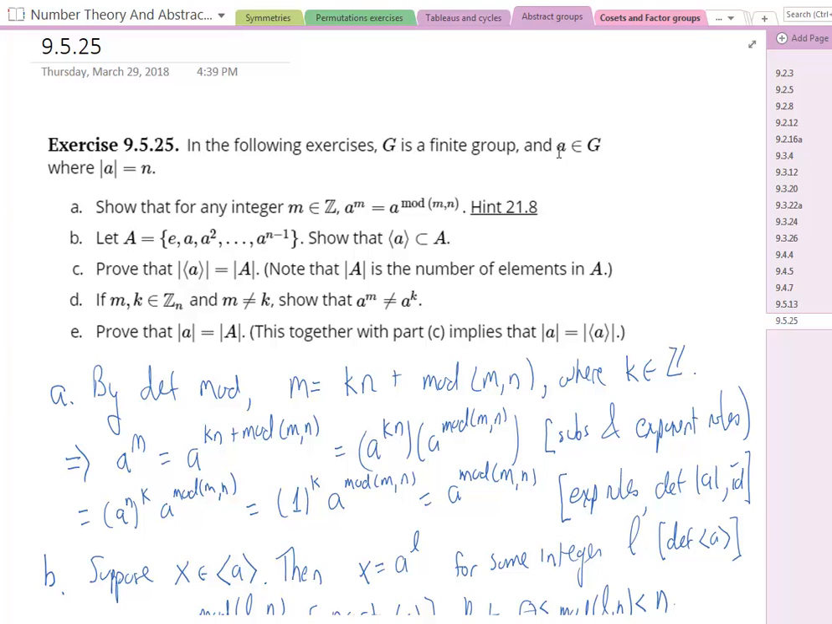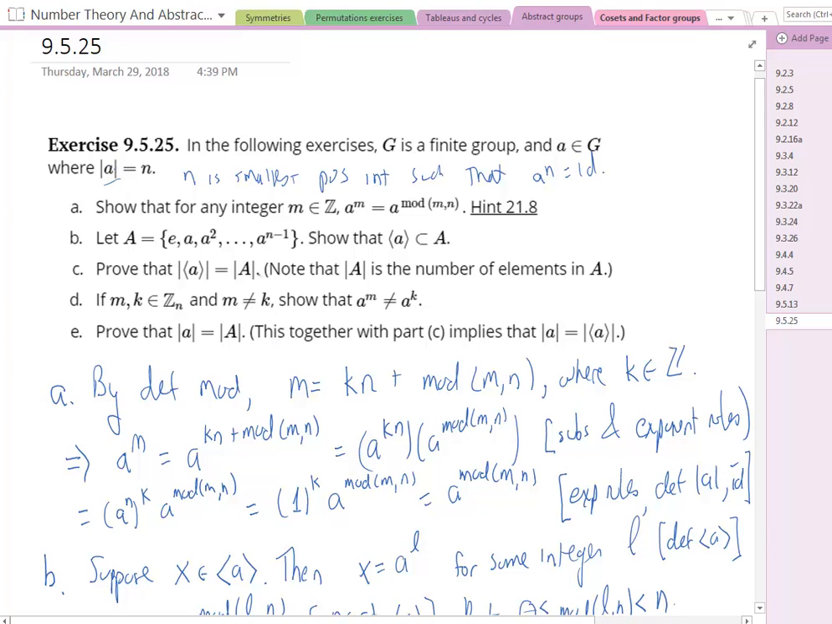First of all, we're assuming a is a group element, and the order of a is equal to n. What does that mean? That means that n is the smallest positive integer such that a to the n equals id. That's the definition of the order of a group element. Remember, the order of a group element is different from the order of a group.